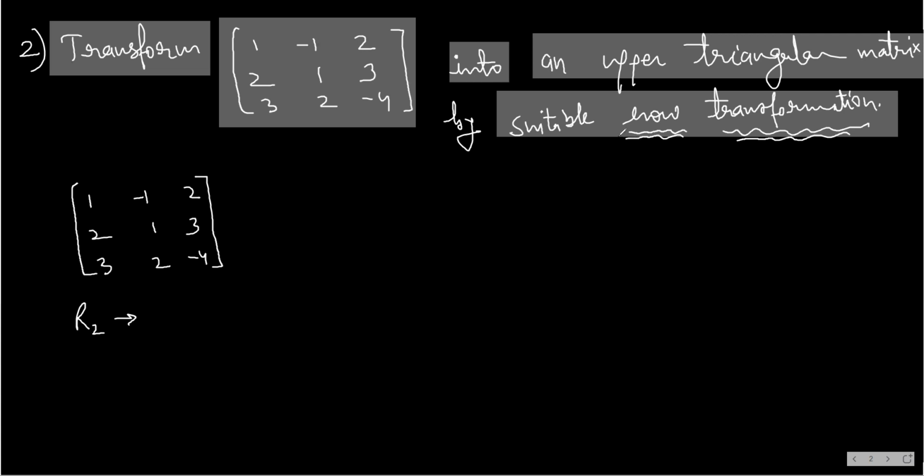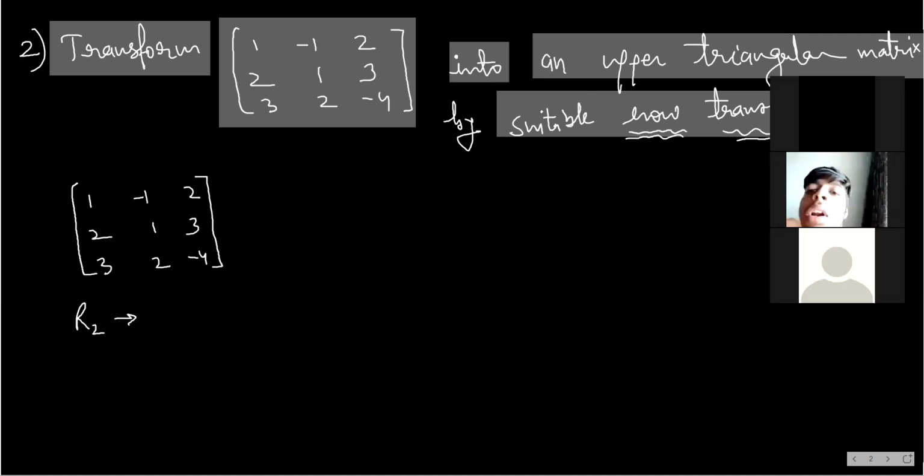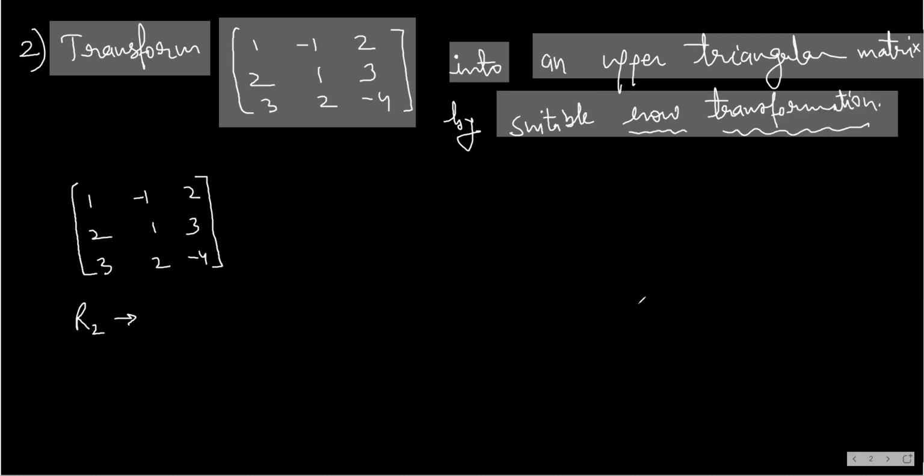If it wasn't specified by "suitable row transformation" and it was written as "suitable transformation," could we have changed C1 and C2 to make it into an upper triangular matrix?